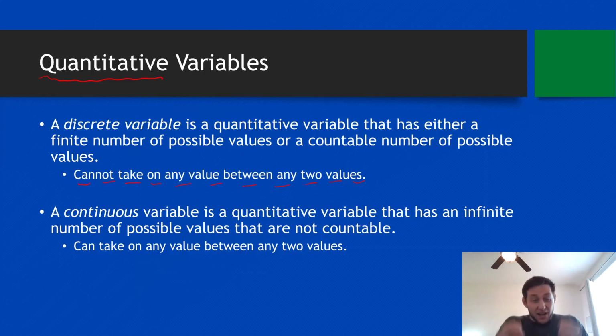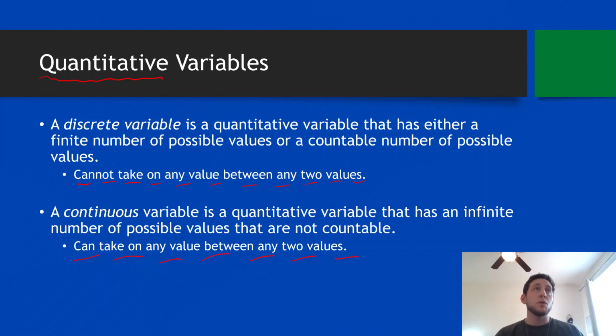Now, what if you can take on every single value in between? Well, this is what we're going to call a continuous variable. So a continuous variable is a quantitative variable, number, that has an infinite number of possible cases and it's not countable. By the way, that word countable just means you can kind of line up the options with your counting hands. Now, the important trait here is that it can take on any value between any other two values.